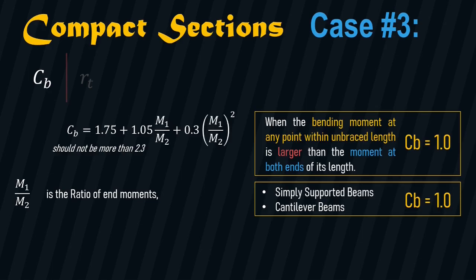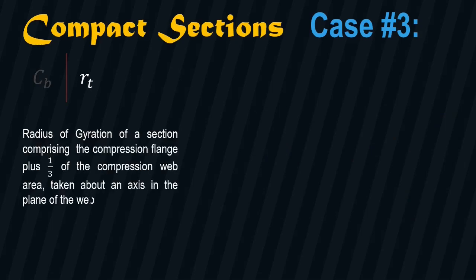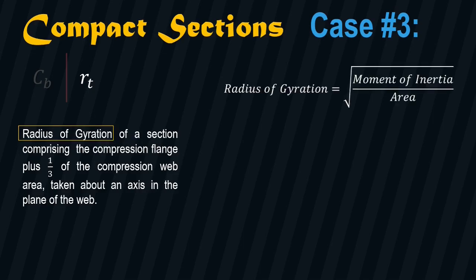Now let's talk about RT. RT is defined as the radius of gyration of the section comprising the compression flange plus one-third of the compression web area taken about an axis in the plane of the web. So based on the definition of RT, it is a radius of gyration and the formula is equal to the square root of moment of inertia over area.